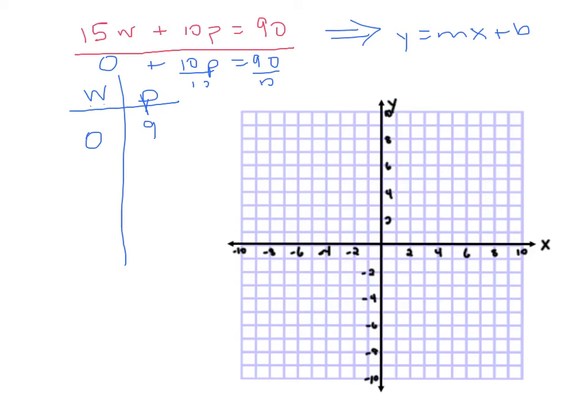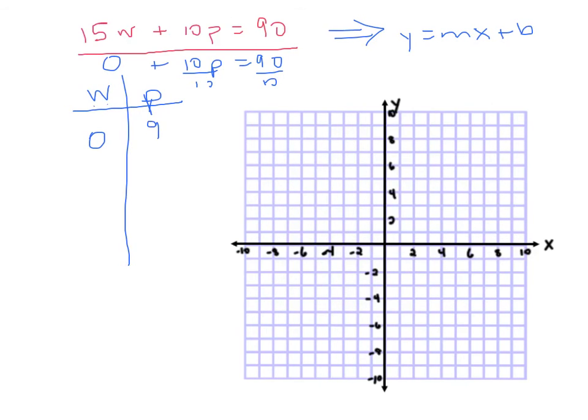Not bad, pretty simple. What we want to do next, though, is a little bit different. Because 0 was so easy for w, we can go ahead and put 0 in for p. That's going to change this to 0, and then we just have 15w is equal to 90. We do that division, divide by 15, and we get that 90 divided by 15 is 6.